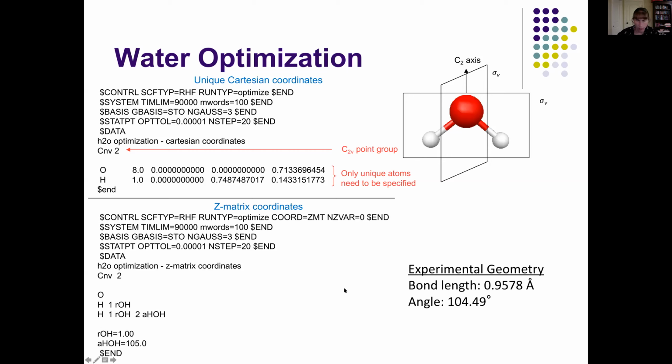Again, this is a starting geometry. It was meant to be reasonably close to the experimental geometry, but of course, when we run the optimization, it'll be determining the best parameters at this particular level of theory, Hartree-Fock with an STO3G basis set.